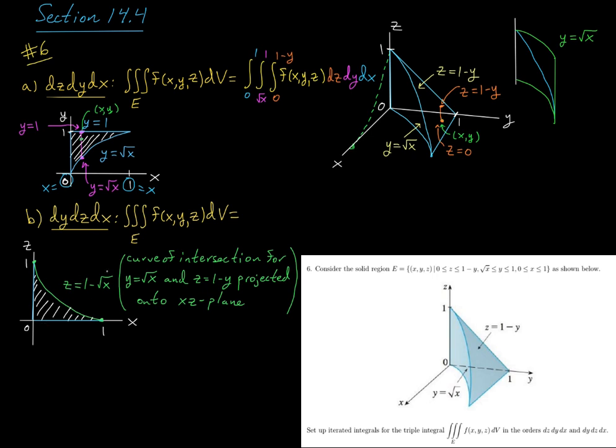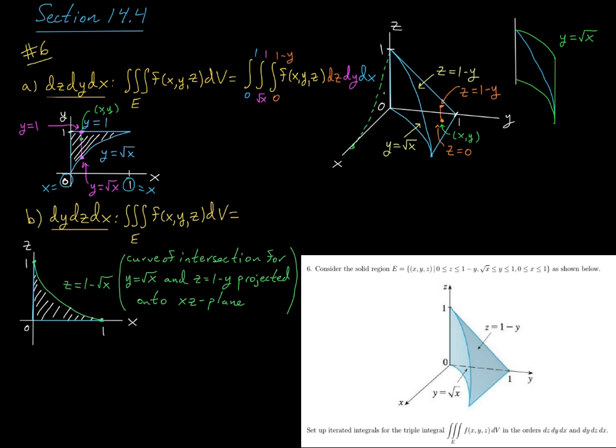Now what's the equation of this profile curve? Well, as I said, it's the curve of intersection for the cylinder, y equals the square root of x, and the plane, z equals 1 minus y. And so if I set y to the square root of x in this equation here, z is 1 minus y, I'm going to get this relationship between x and z for this profile curve. Okay, so now what are we going to do?